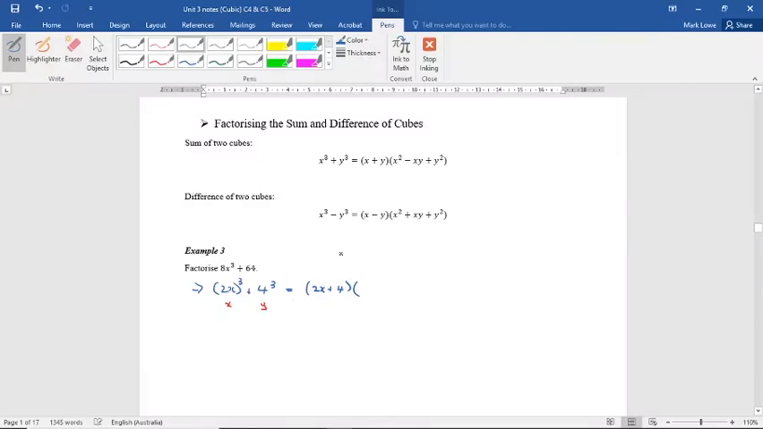The second set of brackets, x squared, and our x term is the 2x. So we write 2x squared, put it in brackets, minus x times y, so minus 2x times 4, and then plus y squared, so plus 4 squared.